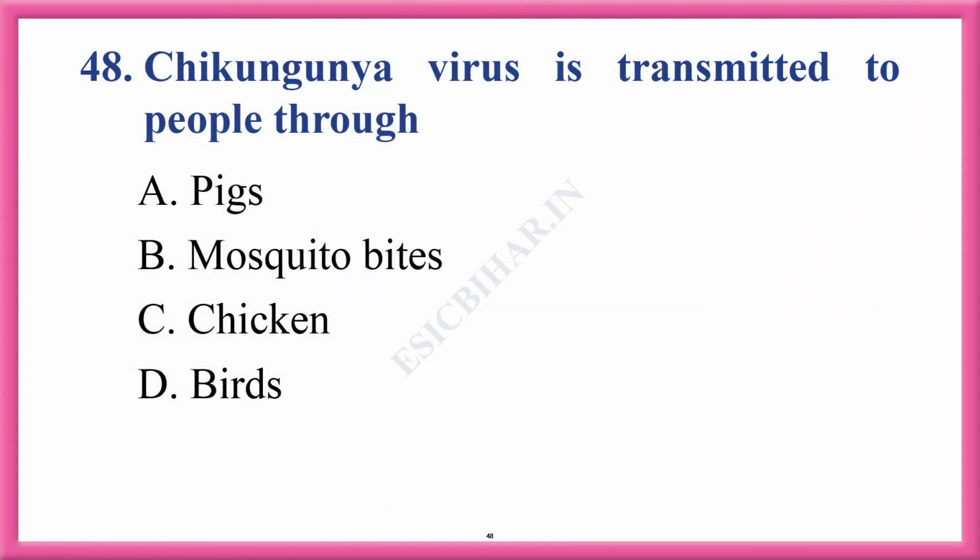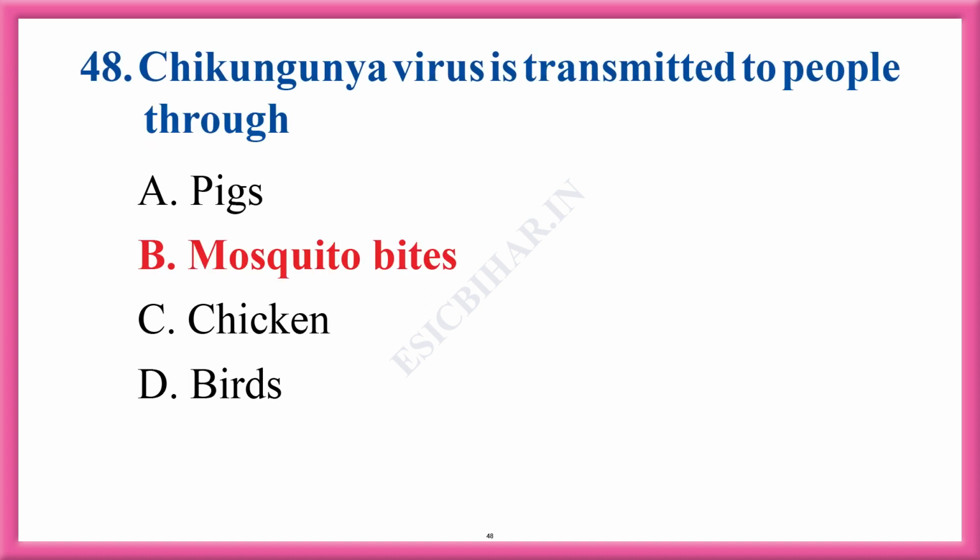Question 48. Chikungunya virus is transmitted to people through: A. Pigs, B. Mosquito bites, C. Chicken, D. Birds. And the answer is B. Mosquito bites.